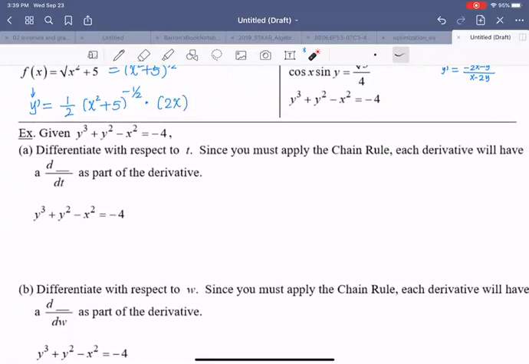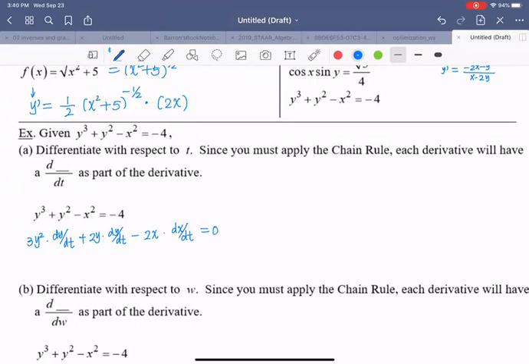Y cubed derivative with respect to t is 3y squared and then dy over dt, right? Yes? Okay. Now, y squared derivative with respect to t is 2y times dy over dt, right? Yes. And then x squared derivative with respect to t is minus 2x times dx over dt. Okay? Then equals how much? 0. Equals 0.